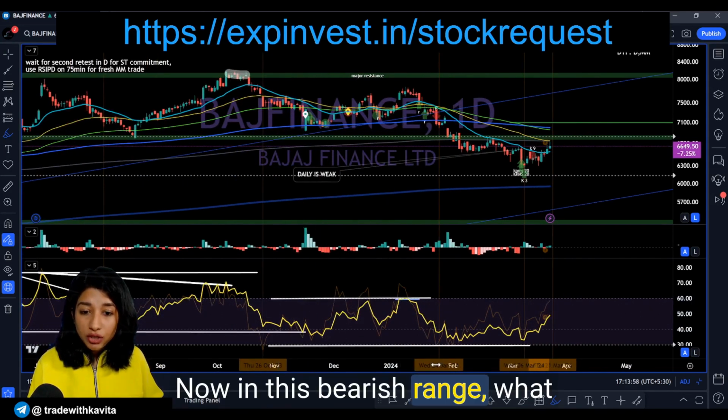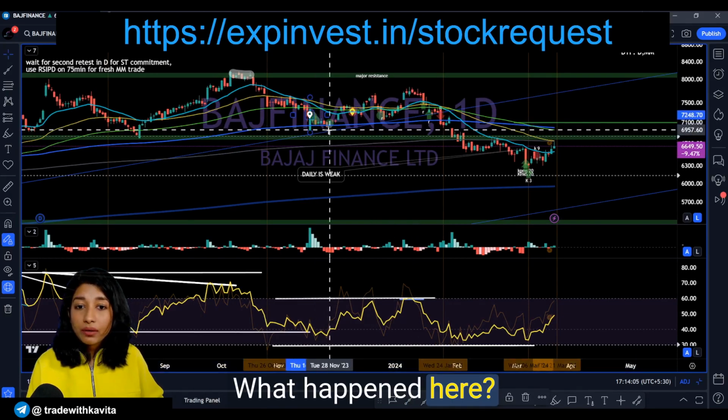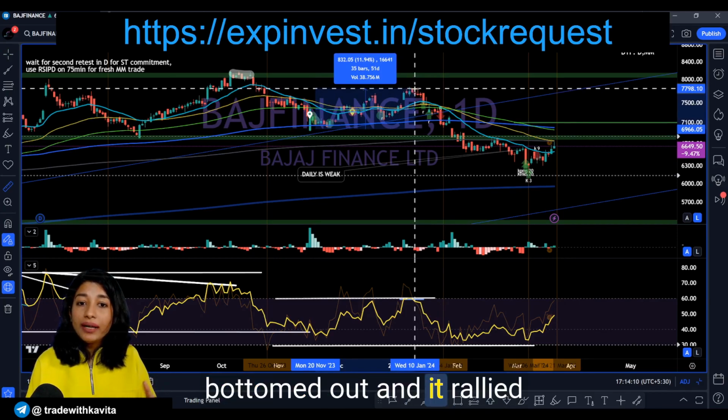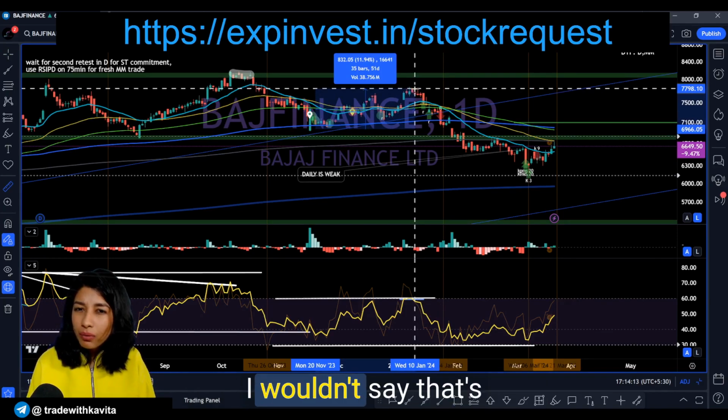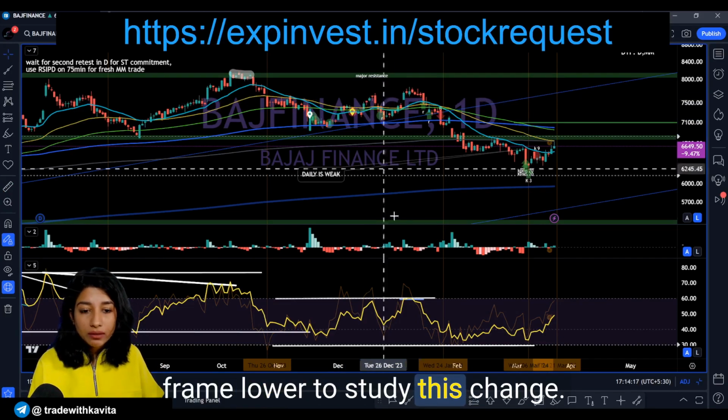Now, in this bearish range, what you will see is, number one, there was a period of what happened here. Sometime in the middle of November, the price bottomed out and it rallied around 12% in 51 days. I wouldn't say that's a very bad return. Okay, now let's go down one time frame lower to study this change.